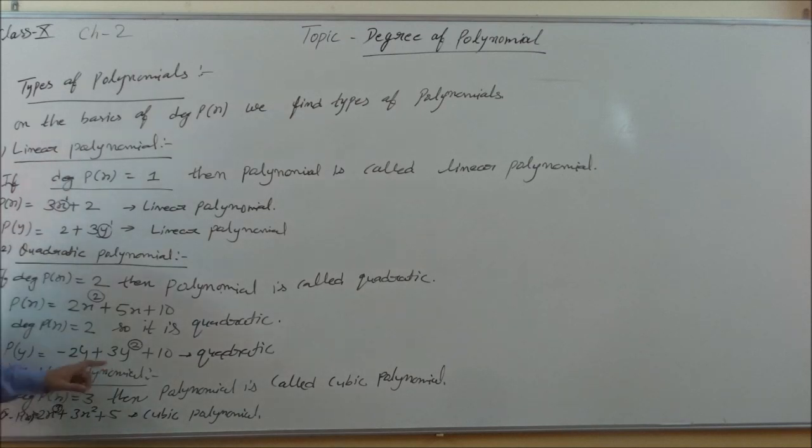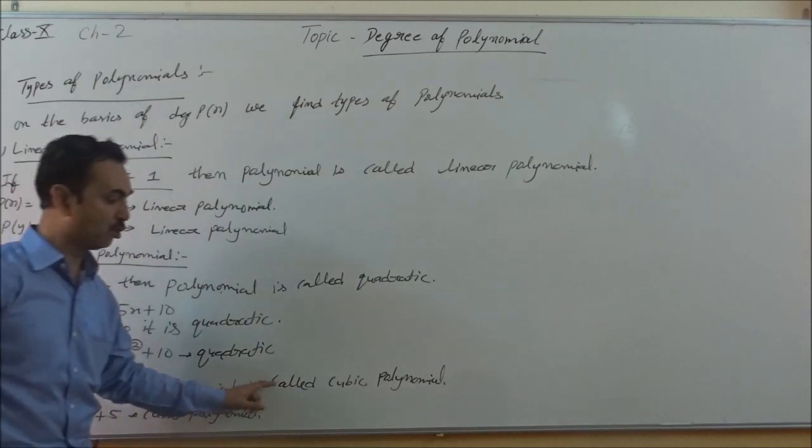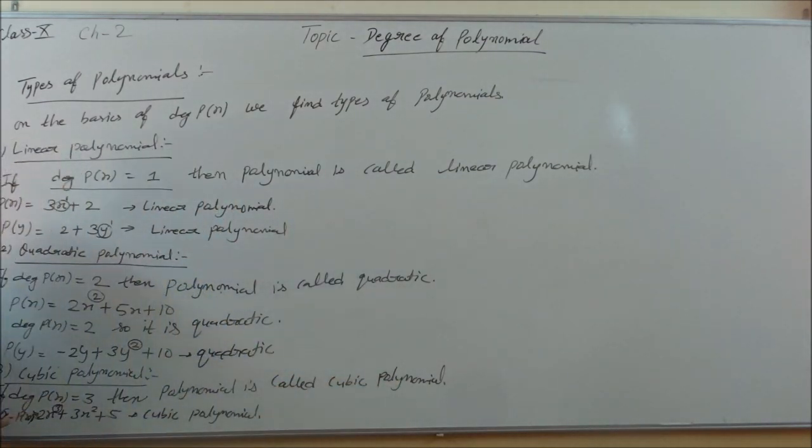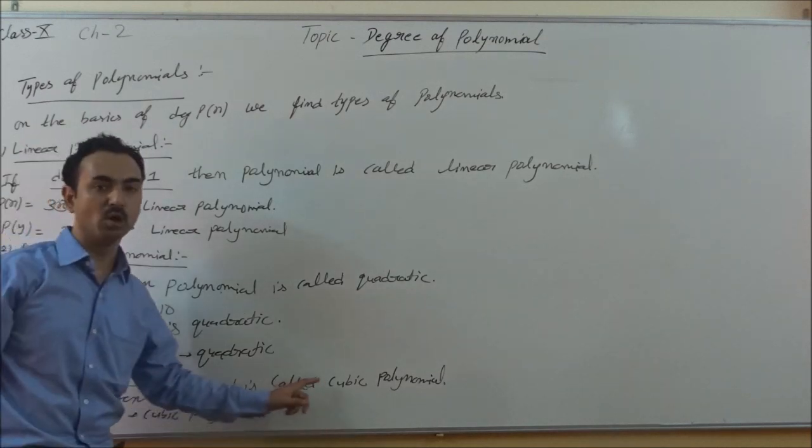Third, cubic polynomial. If the degree of the polynomial is 3, then the polynomial is called a cubic polynomial. Example, P(x) equals 2x raised to 3 plus 3x square plus 5. You can see here the degree of x is 3. So it is called a cubic polynomial.